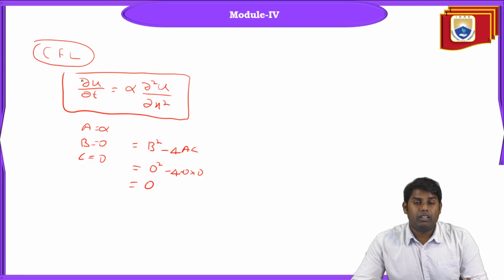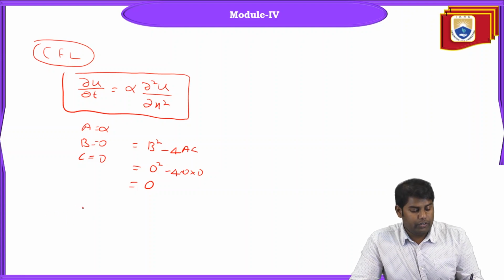For this, we will see what the condition of CFL is. The CFL number, the Courant-Friedrichs-Lewy number, is an important number which governs the stability. We need to impose conditions on the time step, delta t, and on the space step, delta x.